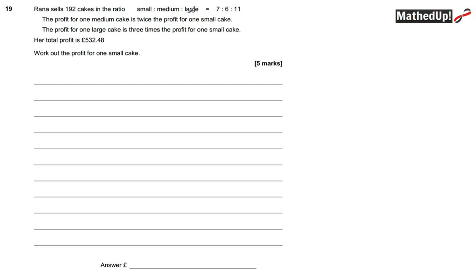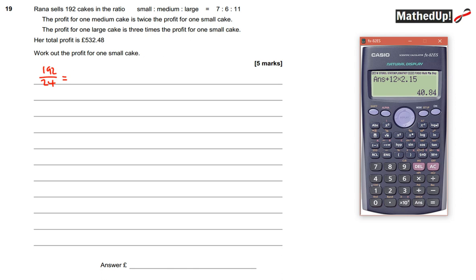Okay, so first of all, let's decide how many of each of these cakes that she sells. So I know in order to work out that, I need to total these up here. So we've got 7 and 6 is 13, add 11 is 24, and I need to do 192 divided by 24. So let's start by doing 192 divided by 24, and that gives us 8.